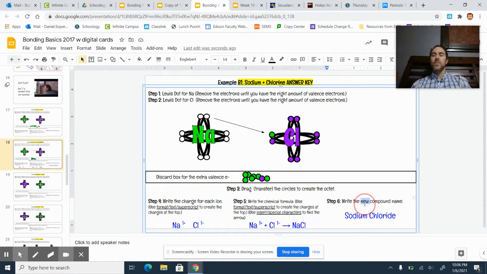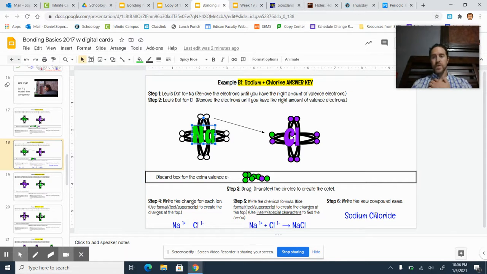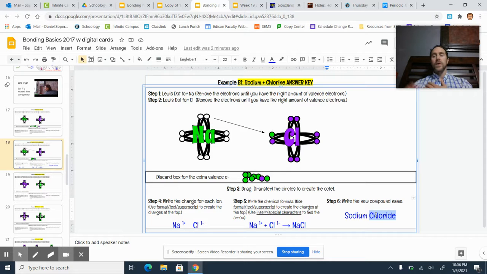And then you write the new compound name. This looks really fancy. It's really not. All you do is you write the metal first, so the metal is sodium. And then you write the non-metal second. However, you change the last part of it. Instead of saying chlorine, it says chloride. If you have something that's oxygen, it's oxide. And that's really the rules.